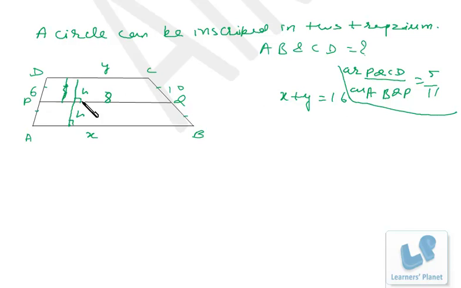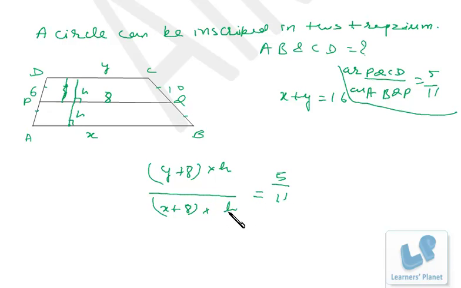Now what I'll do, I'll find the area of this portion. What will that be? Sum of parallel sides into the distance between them by 2, right? Then sum of parallel sides into the distance between them. This entire distance is 2h, but since this is the middle line, this distance will be equal to this distance, right? And this by 2, both of them will be cancelled, and this is actually 5 by 11, right? So 11y plus 88 is equal to 5x plus 40.